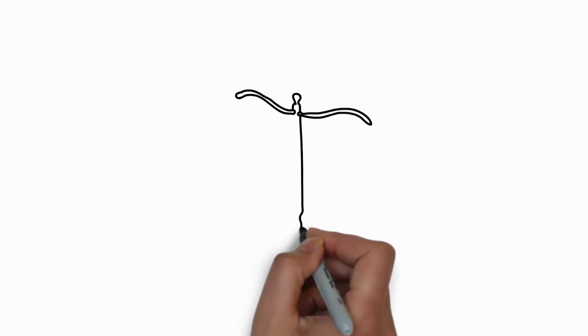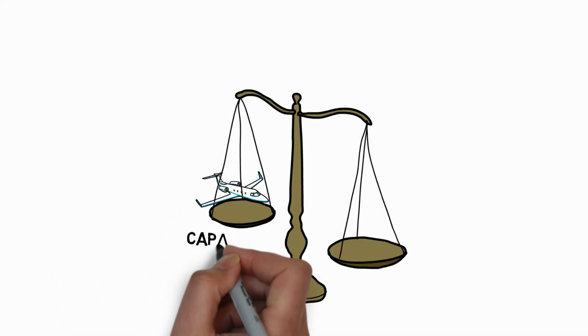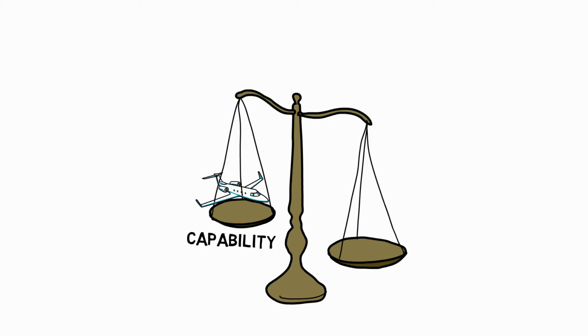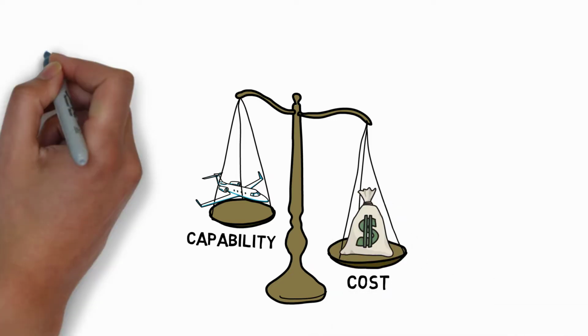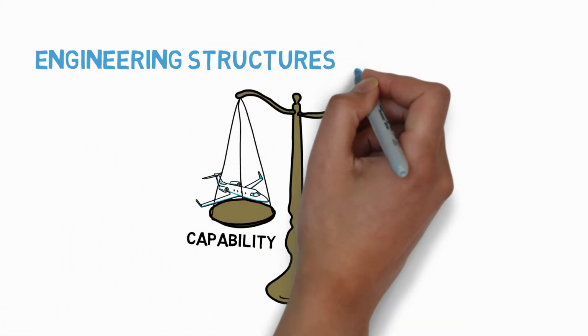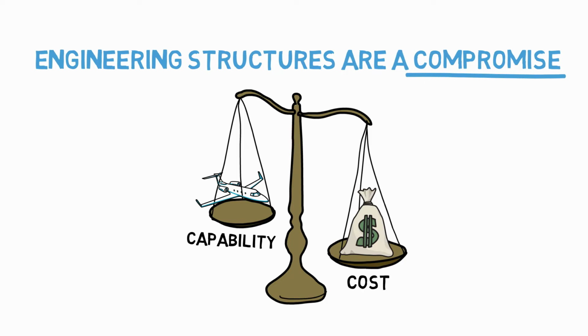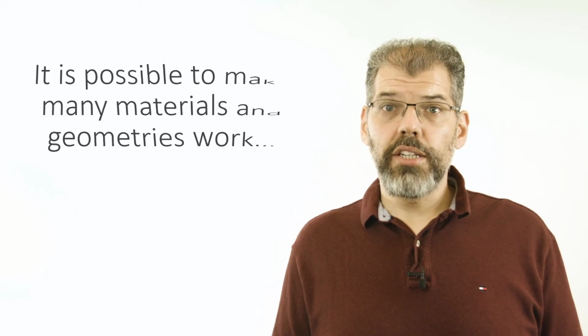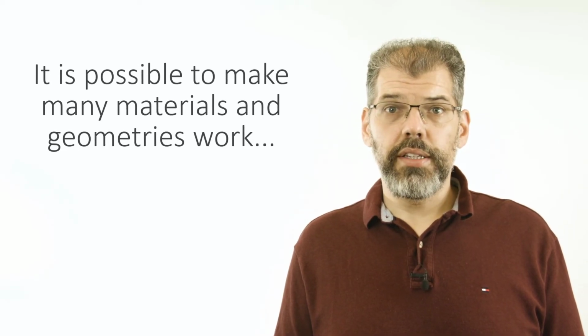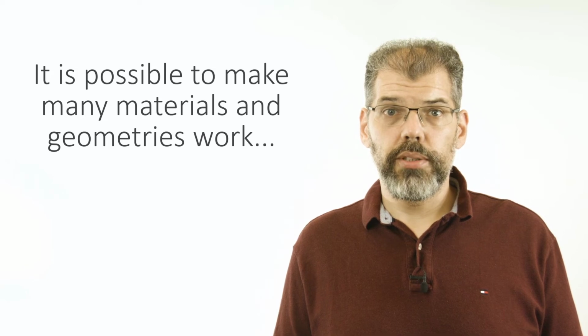So we have to make some decisions. We have to trade off structural capability in order to fit within the design constraints such as weight and cost. In essence, all engineering structures, including aircraft and spacecraft, are a compromise. More than that, there are many possible solutions that will meet the structural capabilities. I could choose just about any engineering material and develop a design that could work with that material choice.